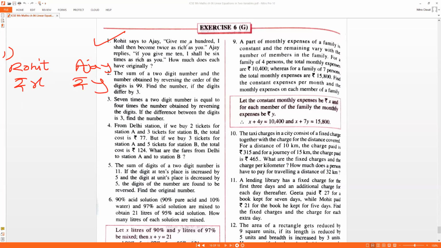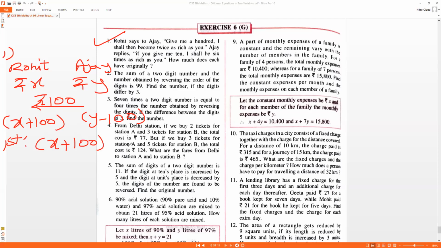So Rohit says to Ajay, give me 100. So Ajay will give rupees 100 to Rohit, and then Rohit says, I shall become twice as rich as you. So Rohit will now have x plus 100, but Ajay will now have y minus 100. Do you understand? So according to the first condition, what do you get? x plus 100, Rohit is now twice as rich as Ajay. So x plus 100 will be 2 into bracket y minus 100.